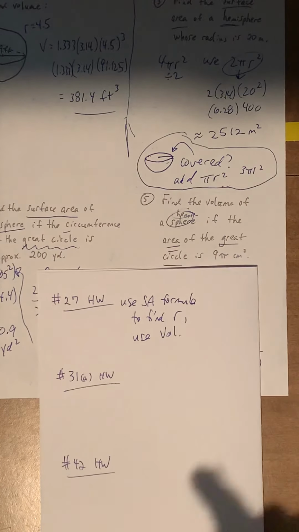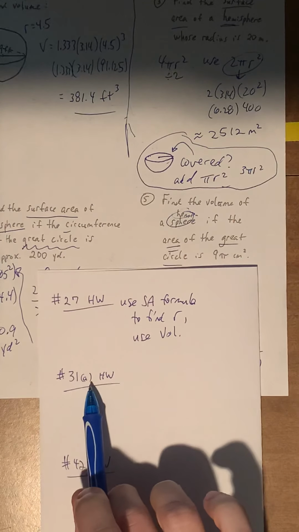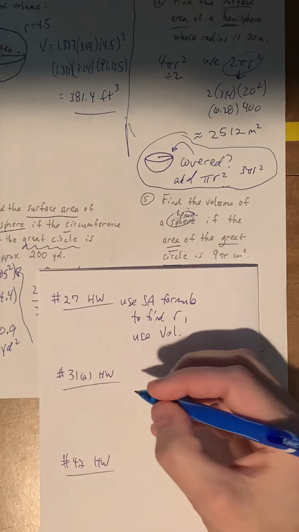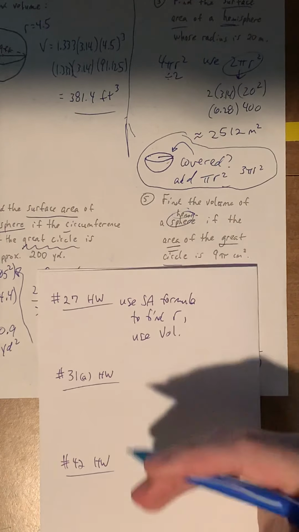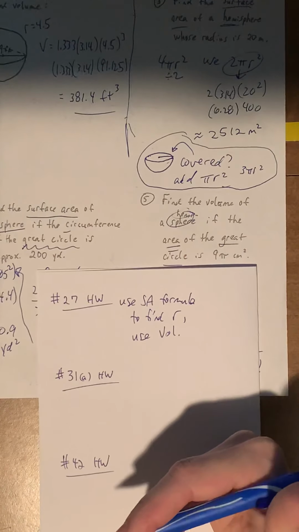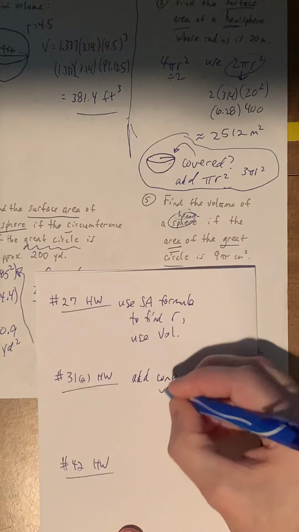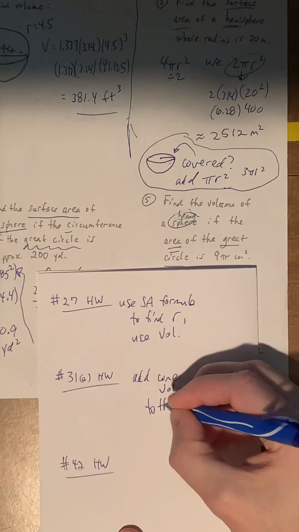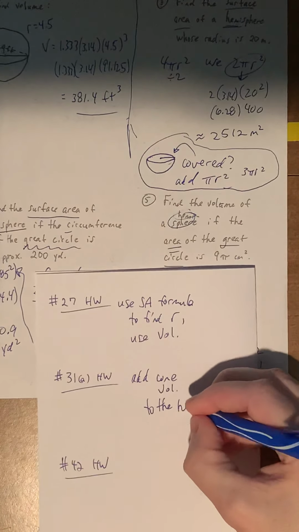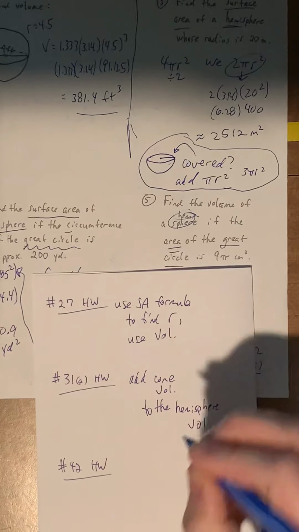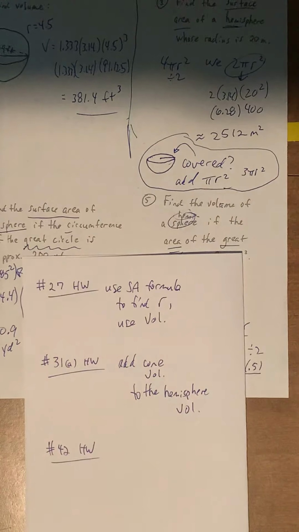On number 31, I told you to only do part A, and in part A, only find the volume. This is a cone with a hemisphere stuck to the end of it, and they want you to find the volume. So all you have to do is add the cone volume to the hemisphere volume. Find the volume of each with the dimensions given and simply add them together to get what they call a composite shape.